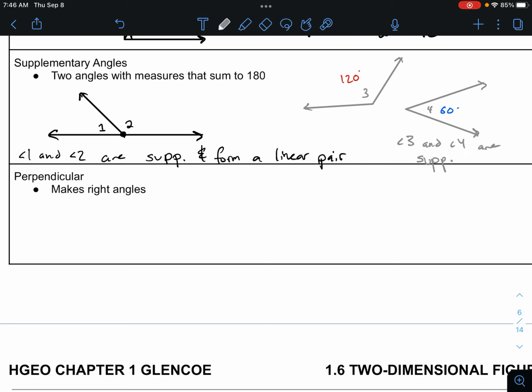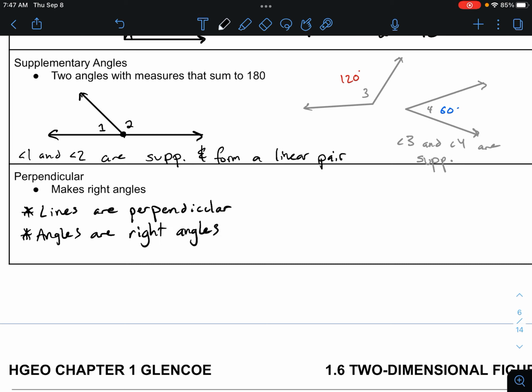All right, perpendicular, our last word for today. Perpendicular is a word used to describe lines, not angles. So you would never say that angles are perpendicular. You would always say that lines are perpendicular. All right, so lines are perpendicular. And then we would say that angles are right angles.